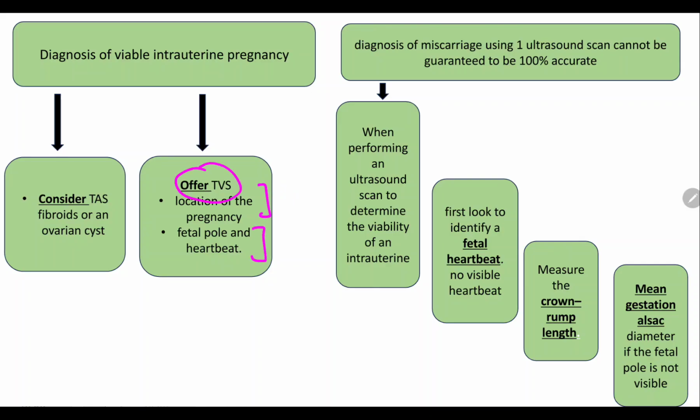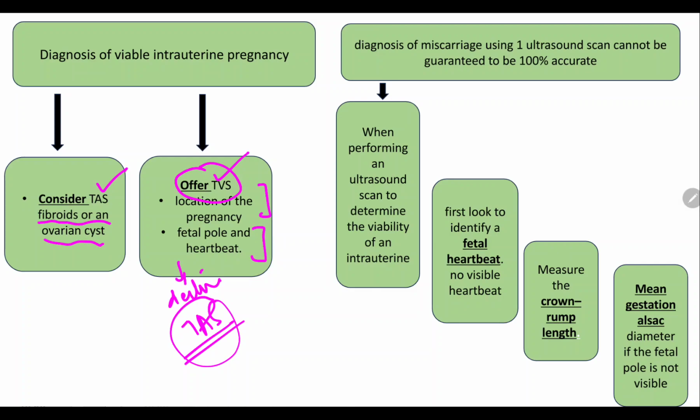Now I have highlighted the word offer because this is one of your exam questions in MRCOG2. They pay attention to these minute details, when you have to offer and when you have to consider. Once a patient declines the TVS, then you can consider the transabdominal scan, and you have to tell her the limitations of the transabdominal scan, because in early pregnancy TVS is the better option.